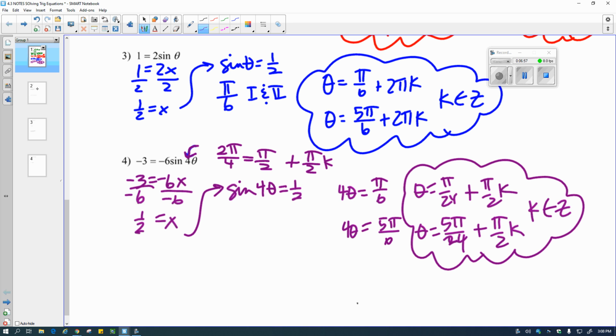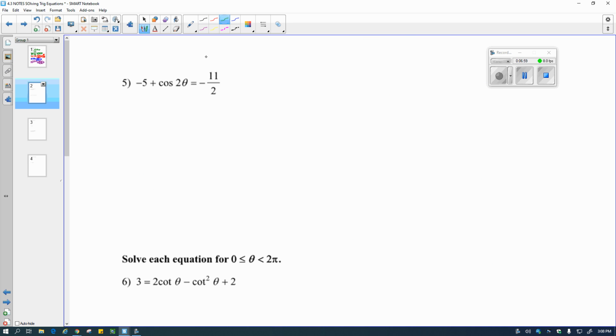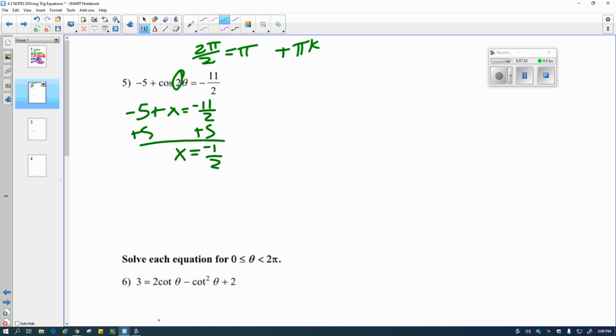So the next problem is very similar to that, where I've got something affecting my angle. And so I have to remember that 2 pi over 2 gives me pi, so at the end I'm going to add plus pi k on this problem. And when I solve, I get negative 5 plus x equals negative 11/2. I will solve by adding 5 on both sides. X is negative 1/2. But I'm not solving for x, I'm solving for the cosine of 2 theta. So take cosine of 2 theta equals negative 1/2.